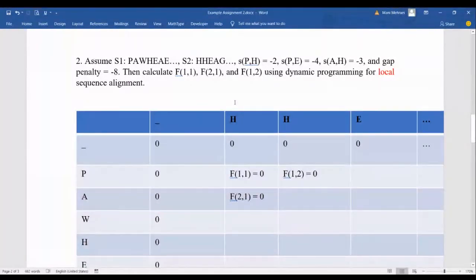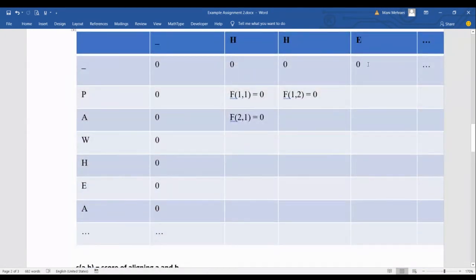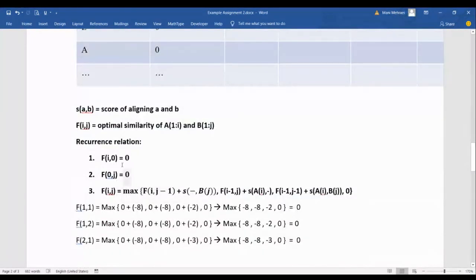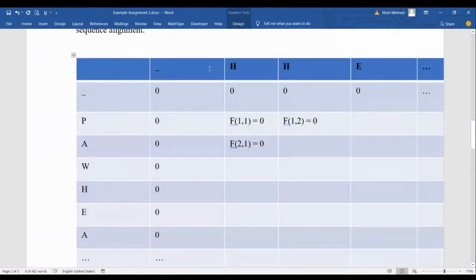So next one, this is pretty much the same question as the first one, just we ask it for local sequence alignment. Whenever you see the local case of dynamic programming, right away you understand the first row and first column are equal to 0. You don't need to calculate them. Inside the formula, you can see they are equal to 0. So even if I don't give you this information, you know they are equal to 0 anyway.